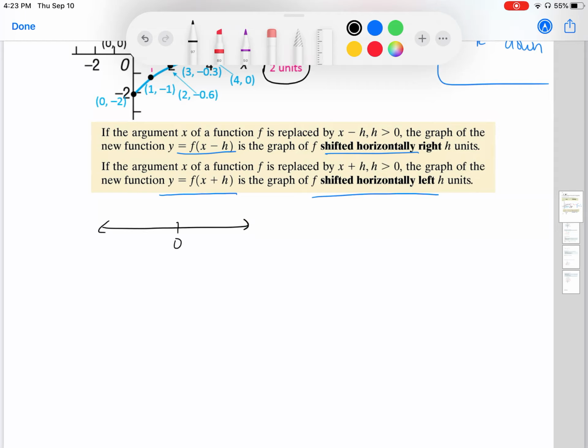Now, because on a number line, from 0 to the right we have positives and to the left we have negatives, you might think minus would give you a shift left, but it gives you a shift right. If I have a plus, then we shift left.